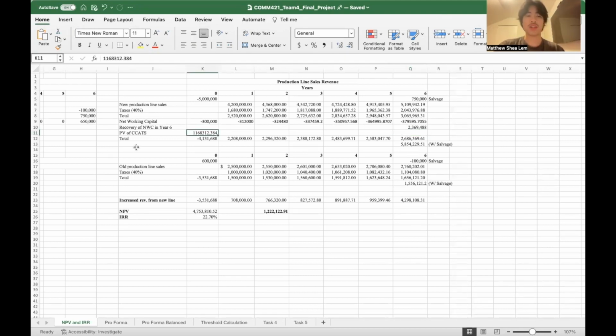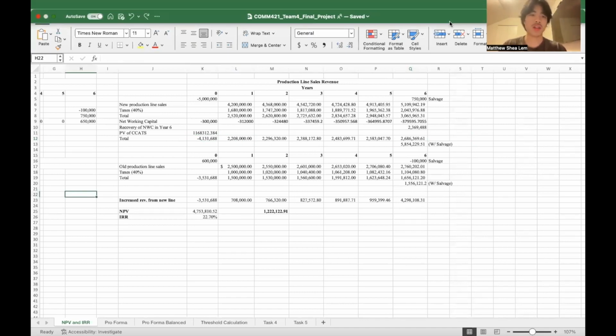We then calculated the present value of the tax shield, which was found with an initial cost of $5 million, a salvage value of $750,000, a CCA rate of 20%, a tax rate of 40%, and a discount rate of 14%. The total was $1,168,312.38, which we then added to the initial cost. We then calculated the total cash inflows and outflows of the new production line, which can be seen in this final row here. The calculation of the cash inflows and outflows for the old production line was much simpler.